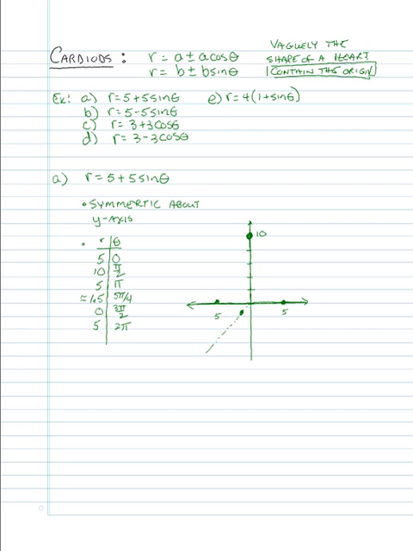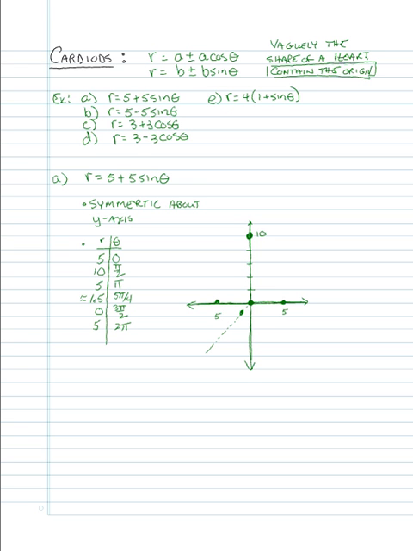And if we let theta be 3 pi over 2, of course, that's going directly down, isn't it? That's this direction. But our r value is 0, so we don't move from the pole at all, and so that means we're actually at that position right there.